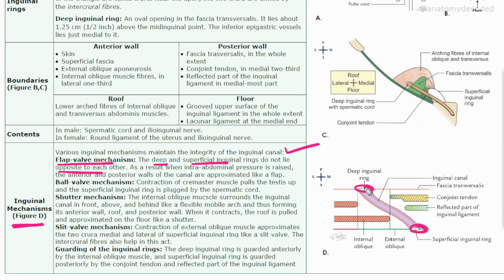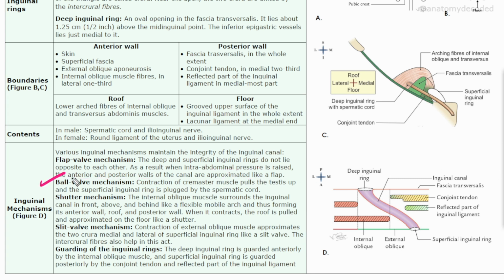Whenever there is a pressure increase, both rings are not at the same level, so contents from the abdomen may not come out. This is called the flap wall mechanism. When the intra-abdominal pressure is raised, the anterior and the posterior walls of the canal are approximated like a flap.